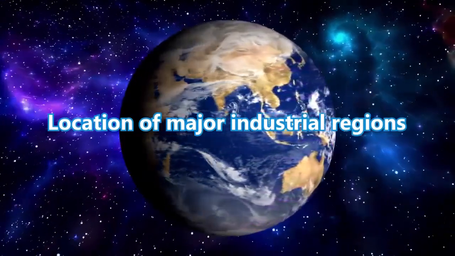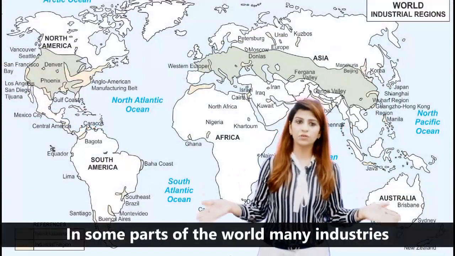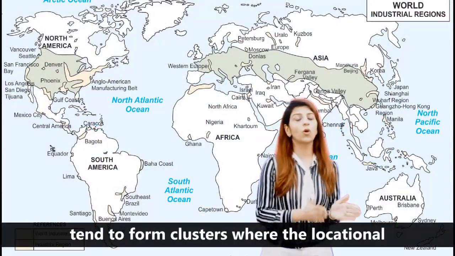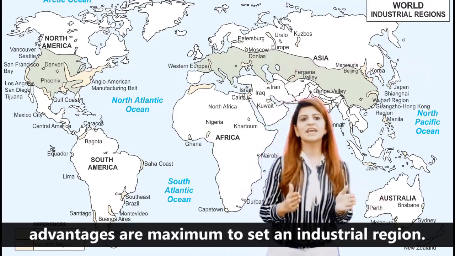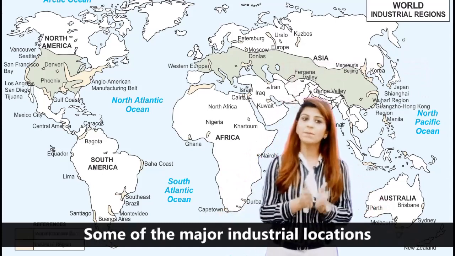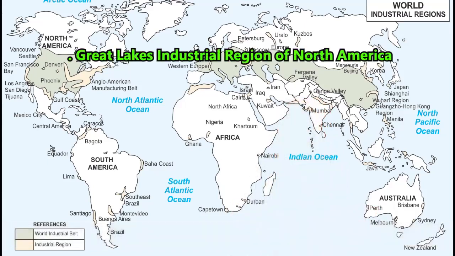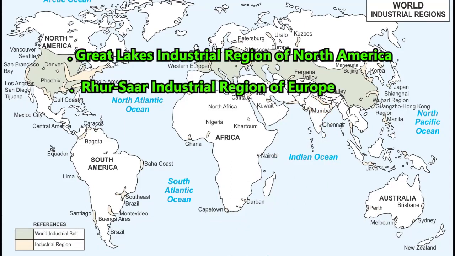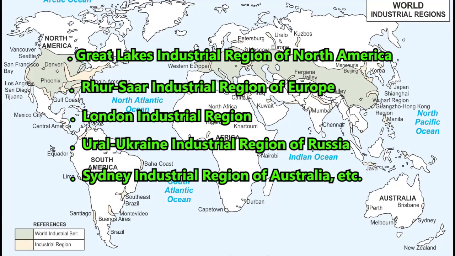Location of major industrial regions. Industrial regions of the world. In some parts of the world, many industries tend to form clusters where the locational advantages are maximum to set up an industrial region. Some of the major industrial locations of the world are the Great Lakes Industrial Region of North America, Ruhr Industrial Region of Europe, London Industrial Region, Ural, Ukraine Industrial Region of Russia, Sydney Industrial Region of Australia, etc.